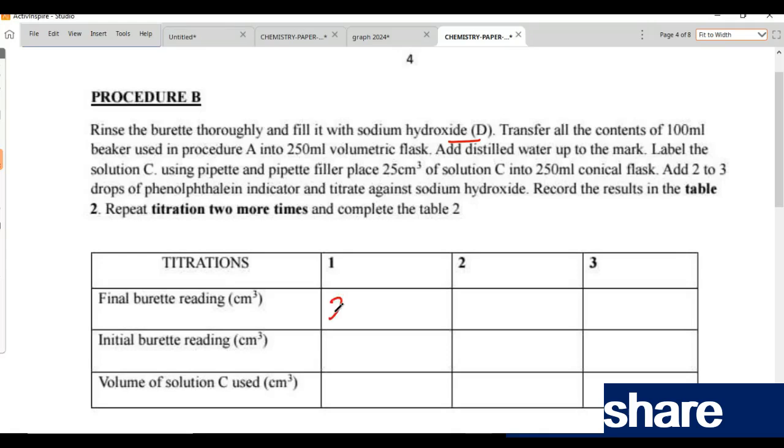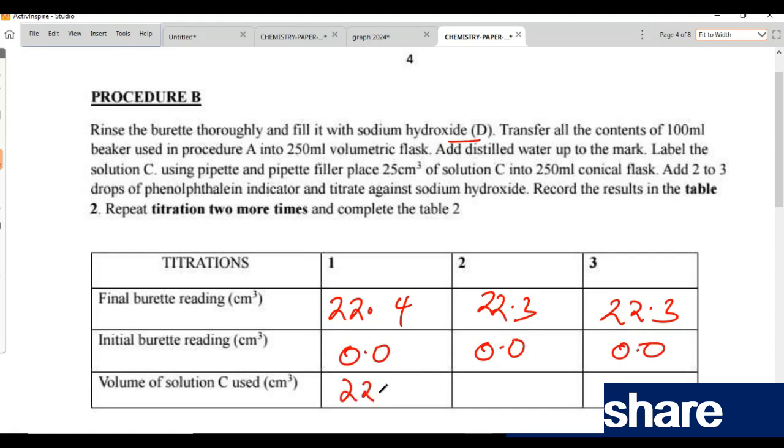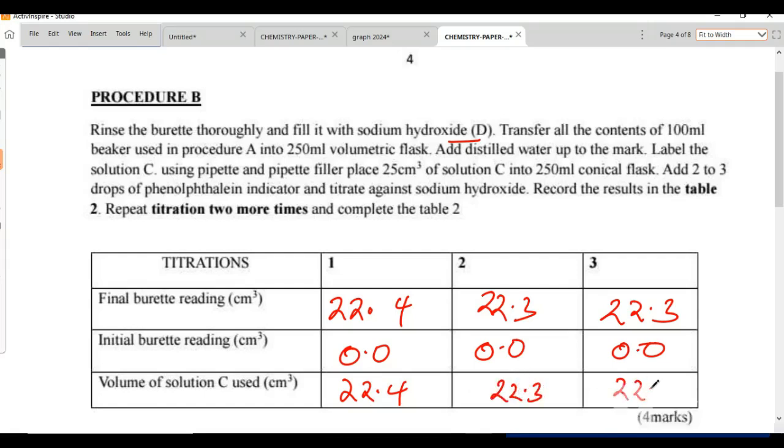I will use 22.4, 22.3, 22.3. Our initial is 0.0, 0.0, 0.0, and now when you subtract, it is 22.3, 22.3.